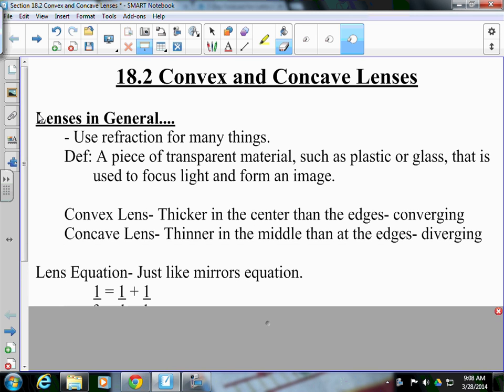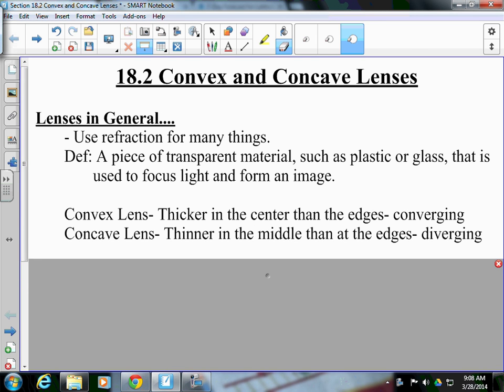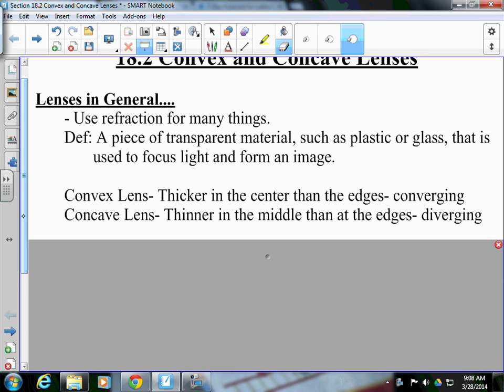If you have mastered convex and concave mirrors, nothing really changes for lenses except a couple of things. First off, what is a lens? If we're dealing with refraction, a lens is just a piece of material such as plastic or glass that is used to focus light to form an image. So glasses, that many of you wear, are a good example of a lens.